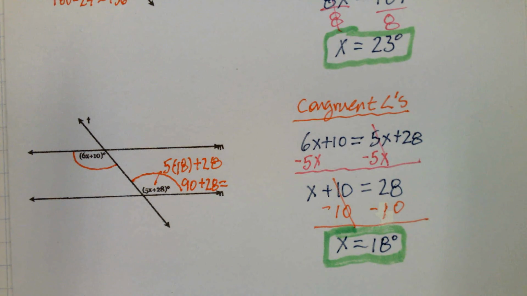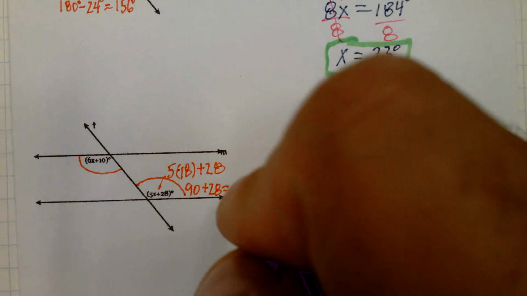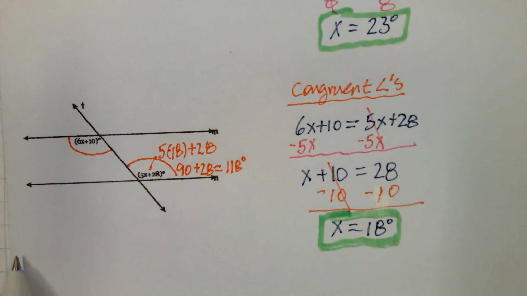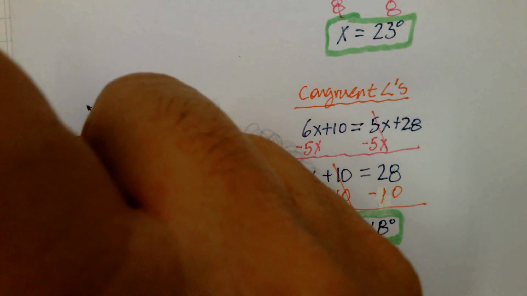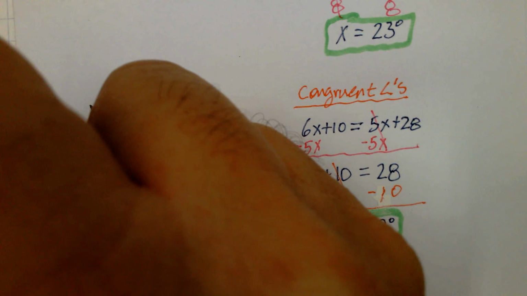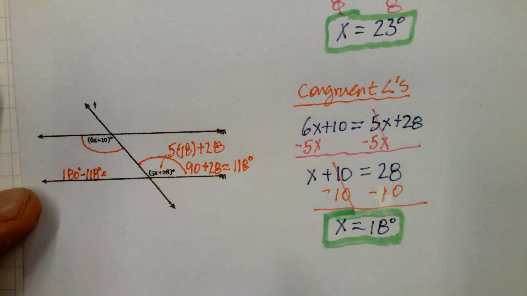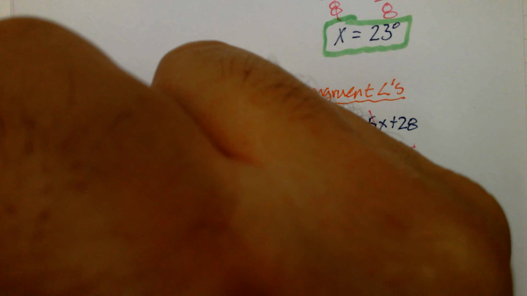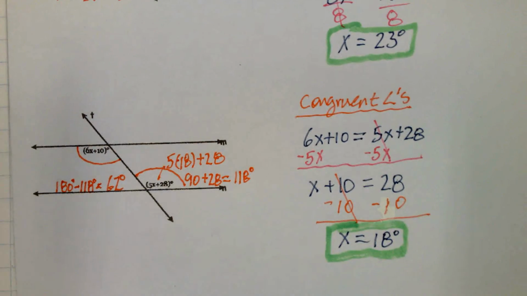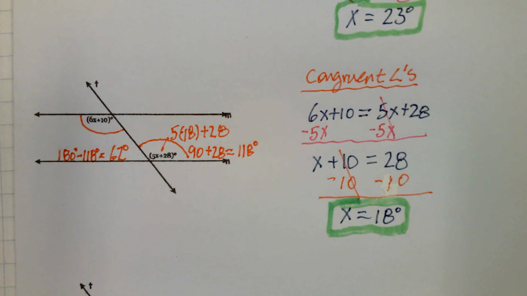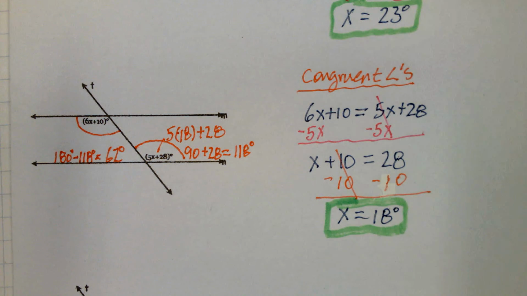So our obtuse angle is what? 118. Okay, that's the obtuse one. And if I wanted this partner in crime, the acute one here, it would be 180 minus 118, I should say. And that would be what, 62? 62 degrees. So we just figured out all the angle measurements there. They're either 62 or 118. And this is all from the fact we knew that these were congruent. They had to equal each other.